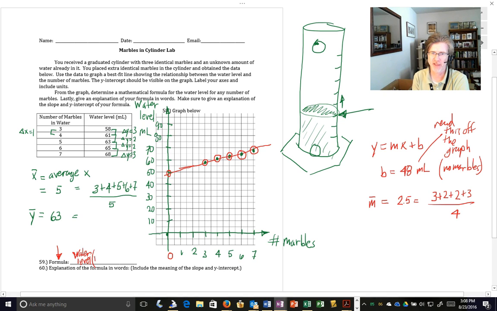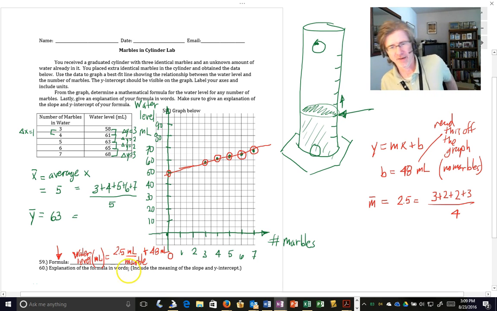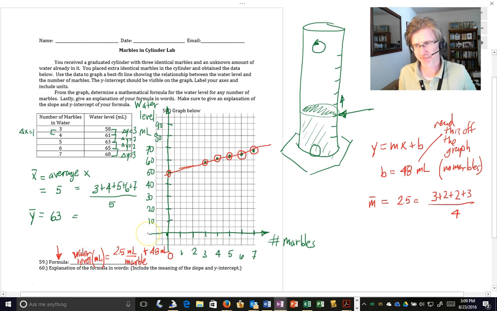I'm going to be a real stickler and say that you need to tell me what your variables mean. Equals 2.5 milliliters per marble. And notice that this tells you how many milliliters each marble is, plus 48 milliliters. So when you have 0 marbles, you have, oh shoot, 2.5 milliliters times the number of marbles.